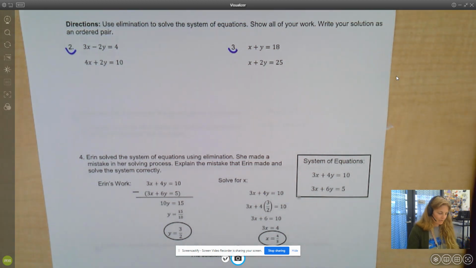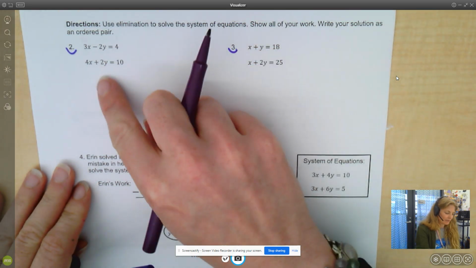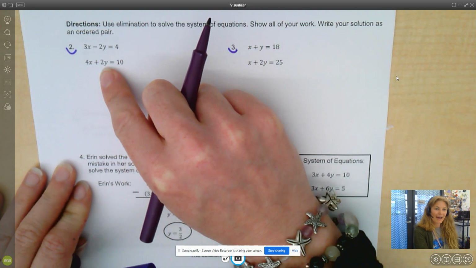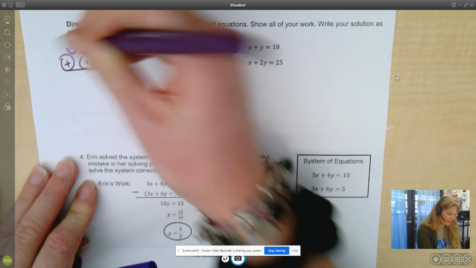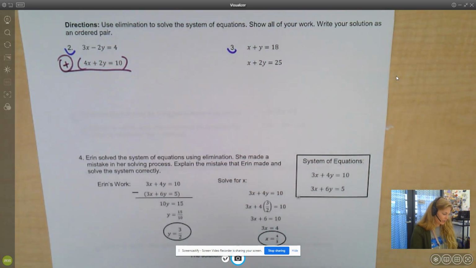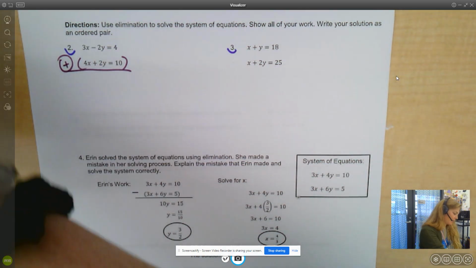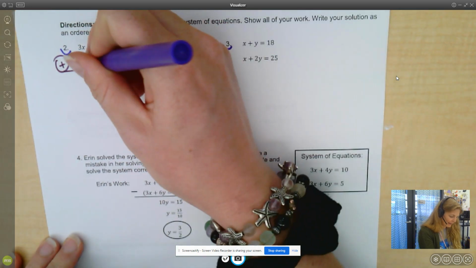Okay, so taking a look, what I'm going to do is investigate my system first and see if I have additive inverses, meaning one's a positive number and the other is an equal negative number. So that when I add the system, the variables cancel out and I'm that much closer to solving my system. So here I notice my y's are additive inverses. So if I add my system, make sure you're putting parentheses around the entire second equation. If I add my system here, I notice my y's cancel out.